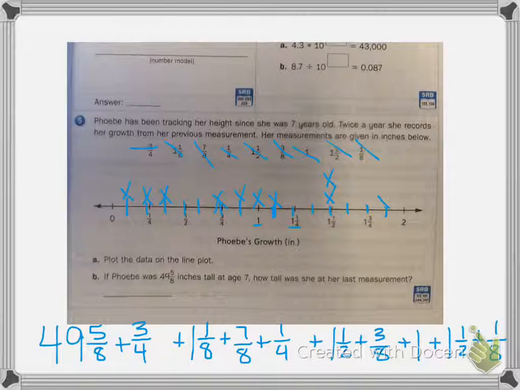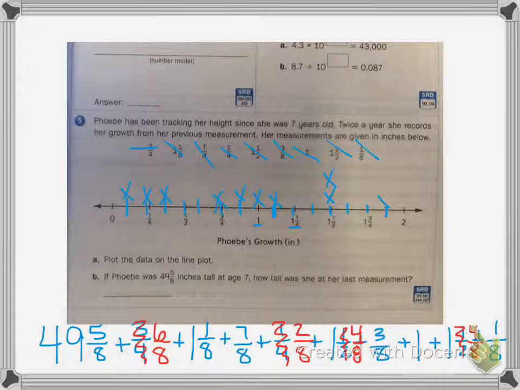So the first thing I need to do is make sure I have a common denominator. So I have 4, 8, and 2, so I can change all of them over to 8s. So 4 times 2 is 8, 3 times 2 is 6, 1 1/8 is already an 8, 7/8 is already an 8, 1/4, 4 times 2 is 8, 1 times 2 is 2, 1 1/2, again 1/2 equals 4 8s, 3/8, 1 1/2, 1/2 equals 4 8s. So now I need to add them all together.